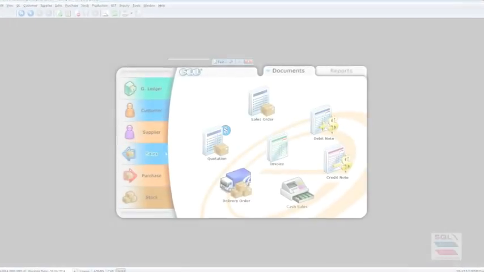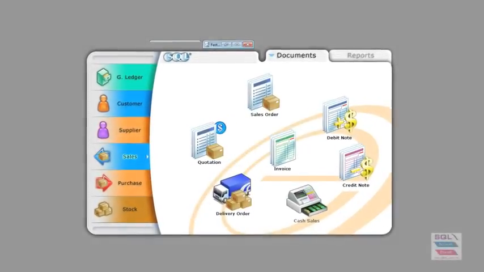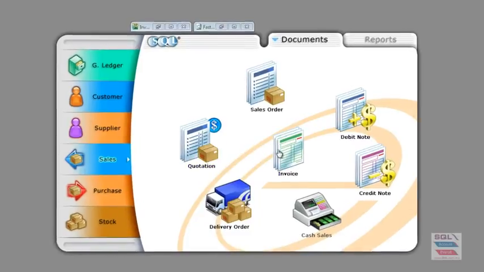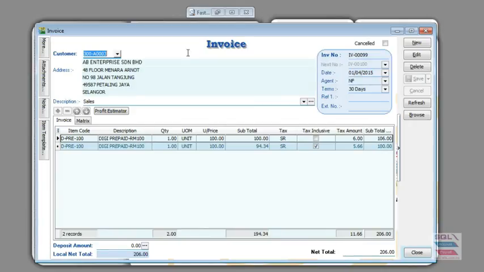Now I'd like to talk about the topic of tax inclusive. Go to sales invoice. If you look at this invoice, you will see that there are two items of the same code, same quantity, same unit price, but they end up with a different sales subtotal. The reason is item number 1 uses the regular tax calculation of 100 ringgit multiplied by 6%, you get a 6 ringgit tax, and therefore added together is 106.